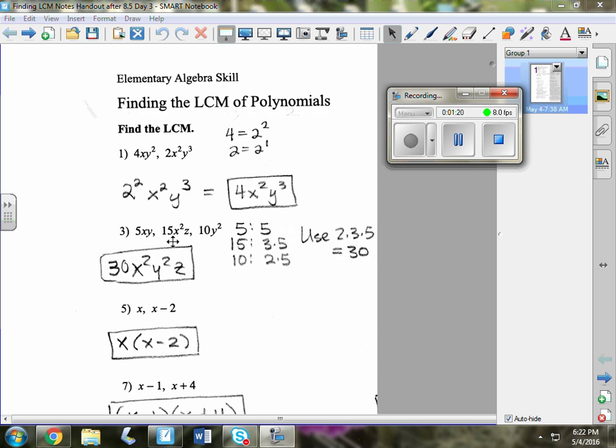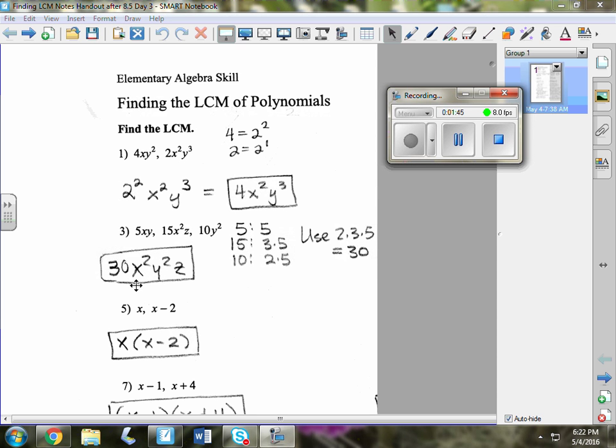We've got 5, 15, and 10, and I can write each of those with their prime factorization. So what are the base numbers that we ever have? We have a 2, a 3, and a 5. In any single snapshot, here, here, or here, none of them are raised to a power. So we won't raise these to any power but 1. So that gives us 30.